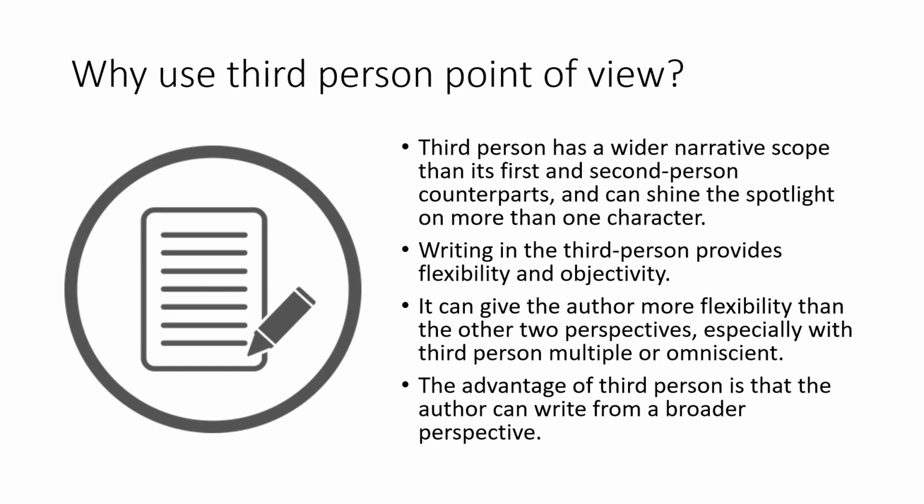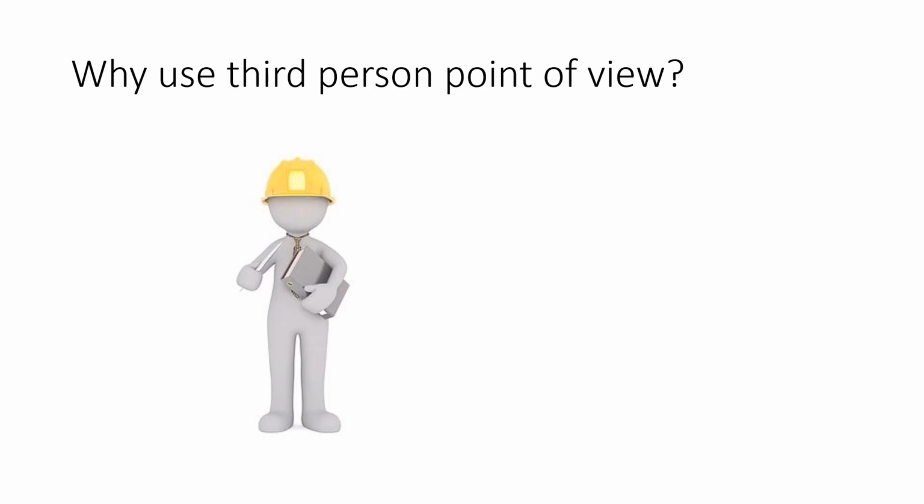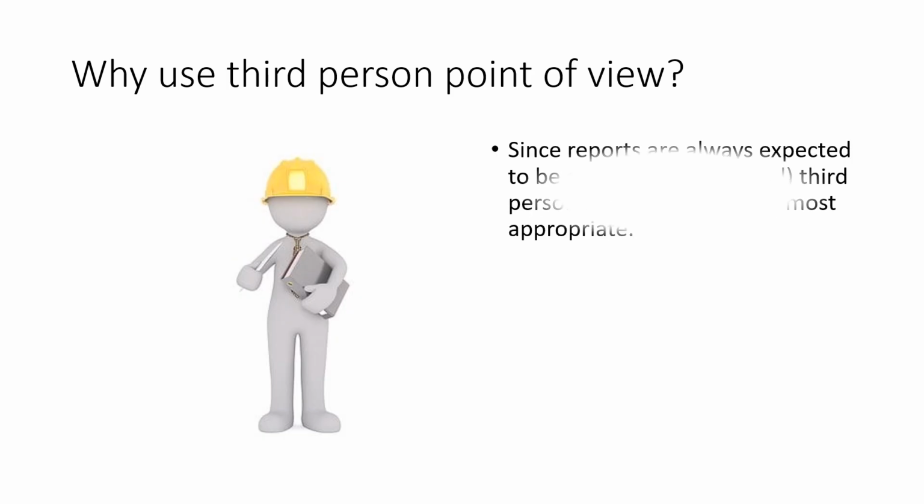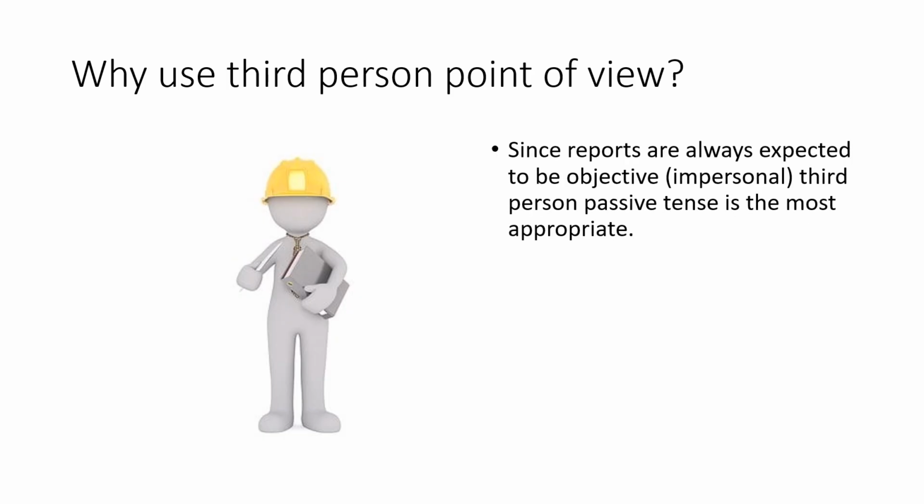And the author can write from a broader perspective. It's not just your point of view. You're looking at it from an outsider's point of view, as an independent entity viewing what's going on and being able to communicate that as an objective observer and not I was there or I did this. So that's also why we use the third person.